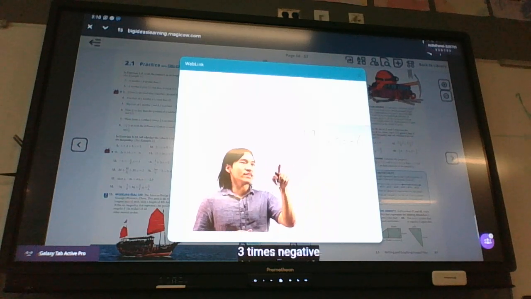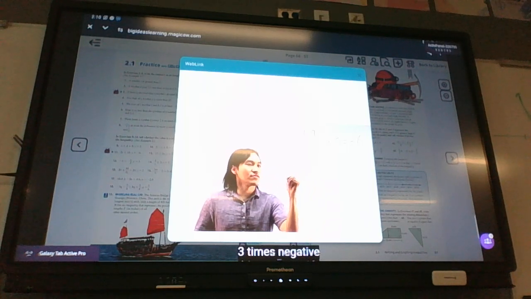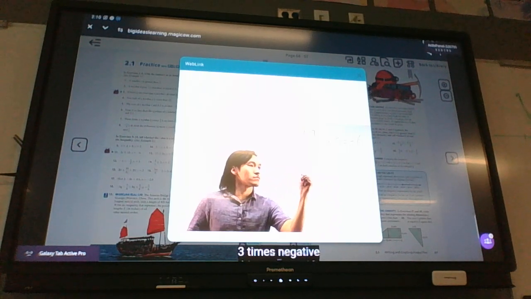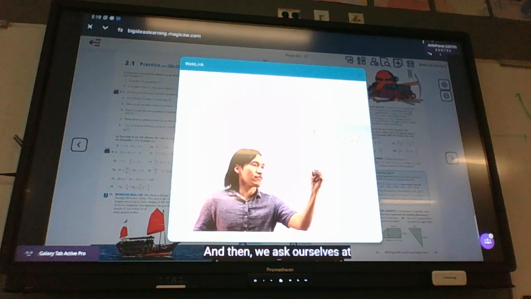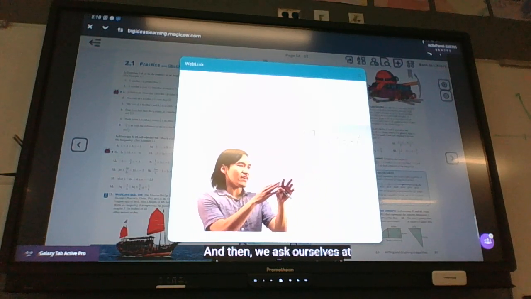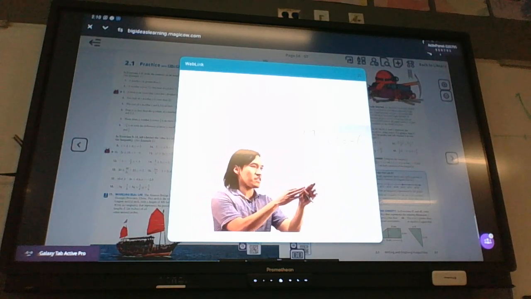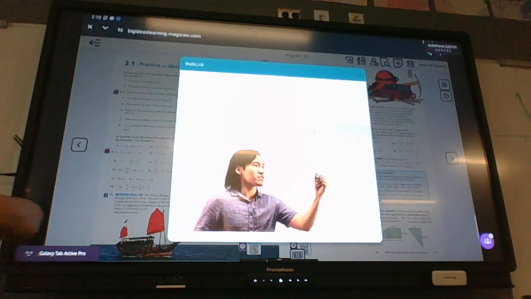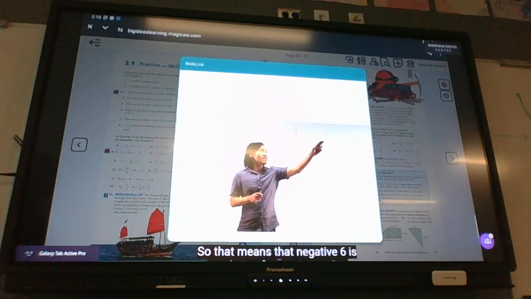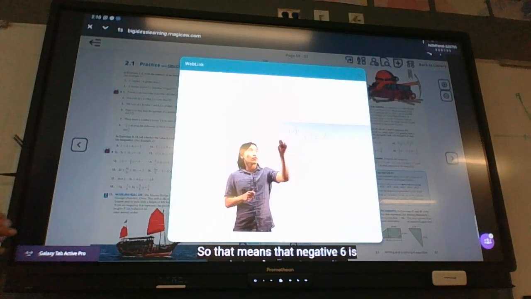Now we can solve this. 3 times negative 6 is negative 18. And then we ask ourselves at the very end, is negative 18 less than or equal to 19? Yes, it is. It makes sense. So that means that negative 6 is a solution for this inequality.